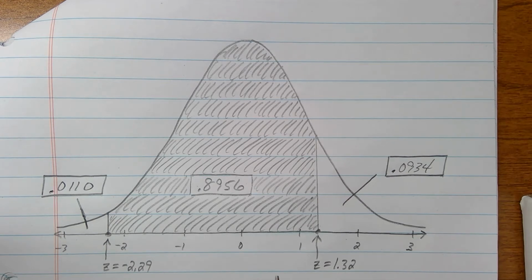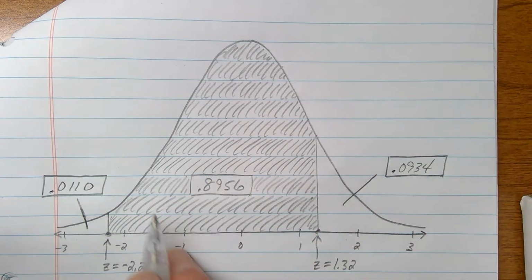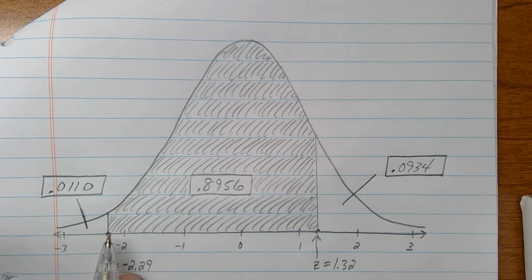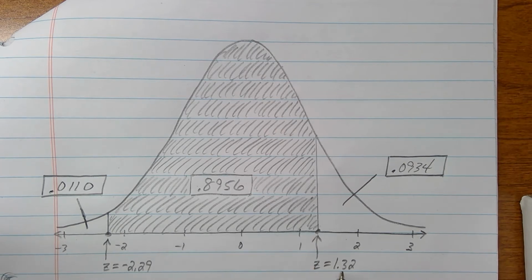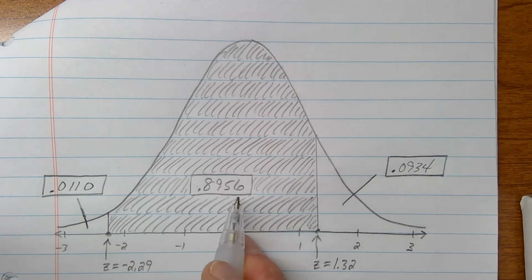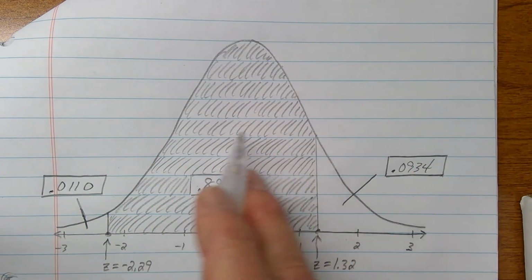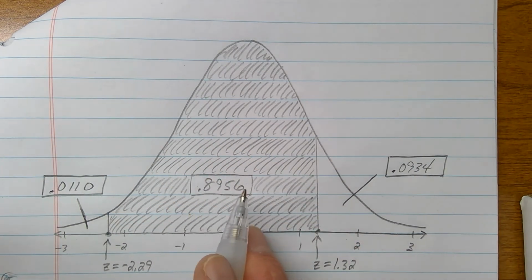All right, we're getting pretty precise now. I want to know how many people live in this area. Out of 100 people in the room, there's 100 people under the curve. So out of those 100, how many people scored between negative 2.29 and 1.32? Well, it's going to turn out to be 0.8956. That's almost 90%. So almost 90 people out of 100 live in this area. All right. But how do you get that number?